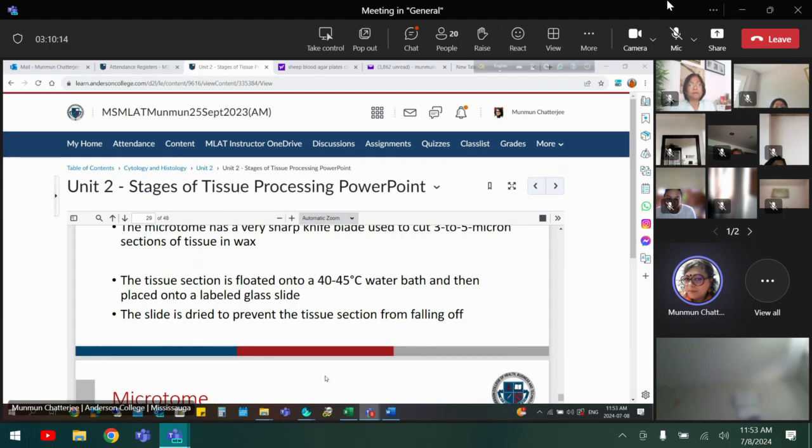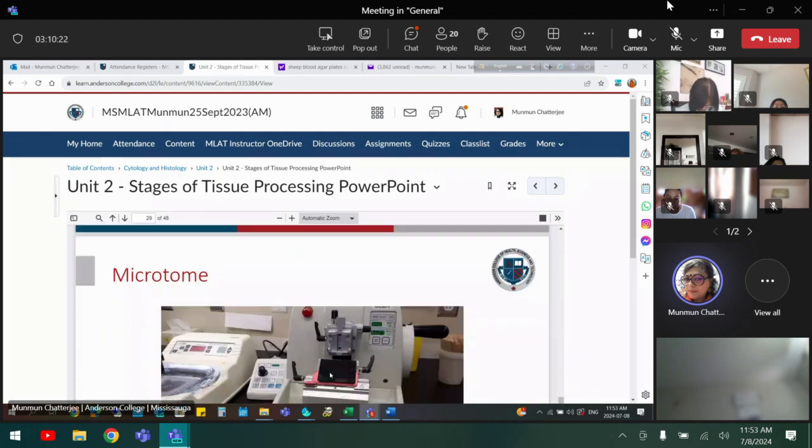and then it's going to be dried. The slide is dried to prevent the tissue section from falling off. So once that is done, you are going to leave the slide to dry properly.